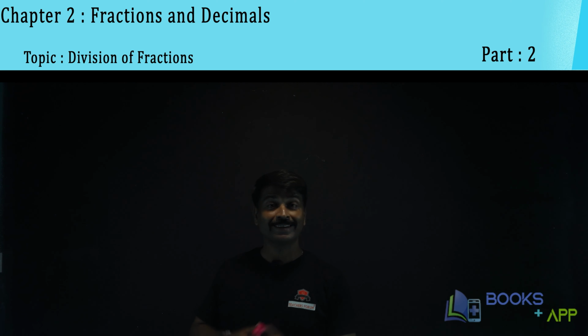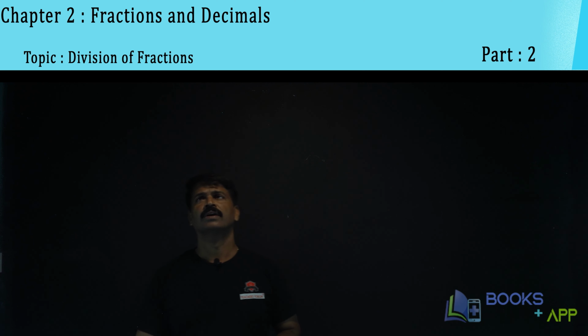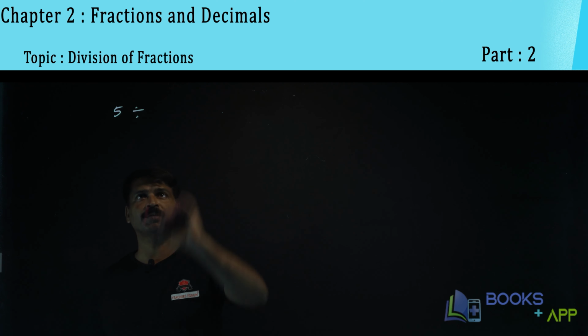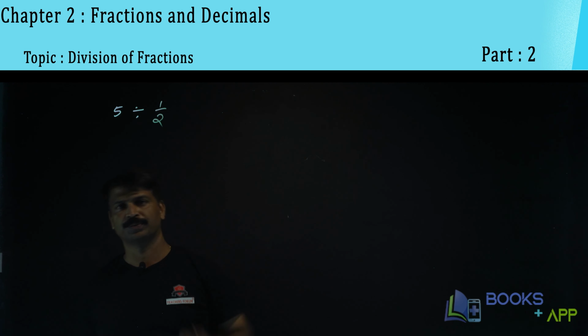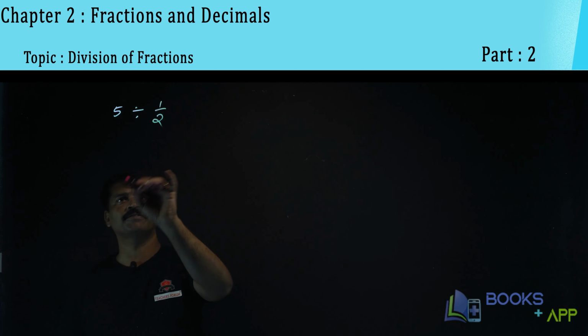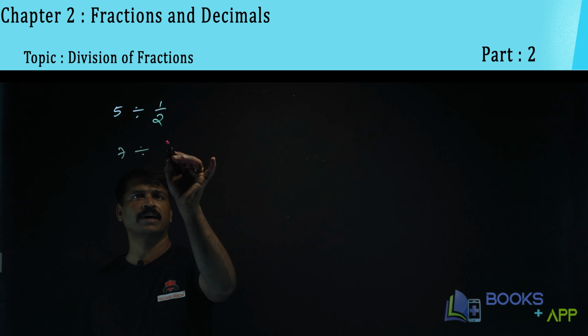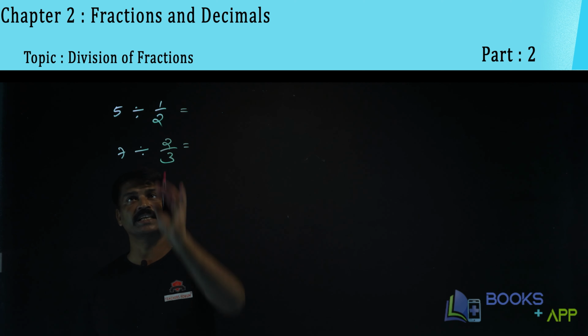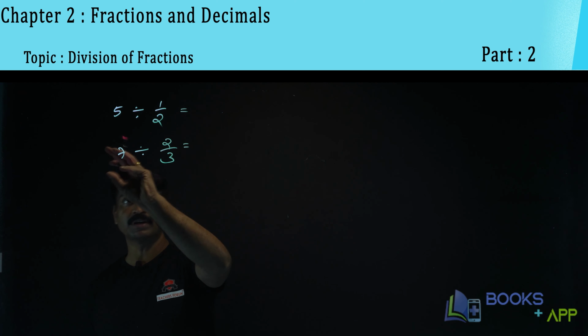Now we will discuss the division of fractions. Suppose you are given a whole number 5. It has to be divided by a fraction 1 by 2. What is the answer? You are given a whole number 7. You have to divide this by 2 by 3. What is the answer? That is division of a whole number by a fraction.